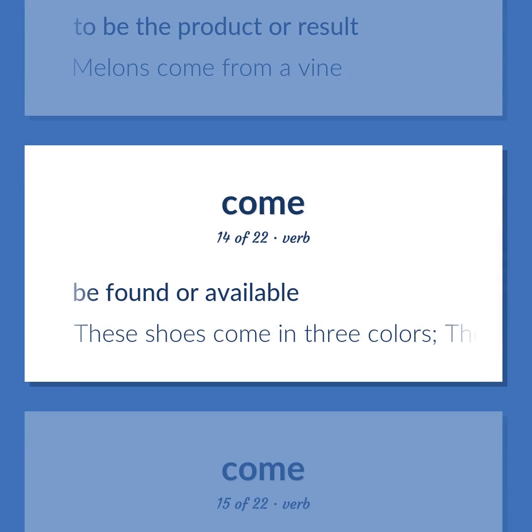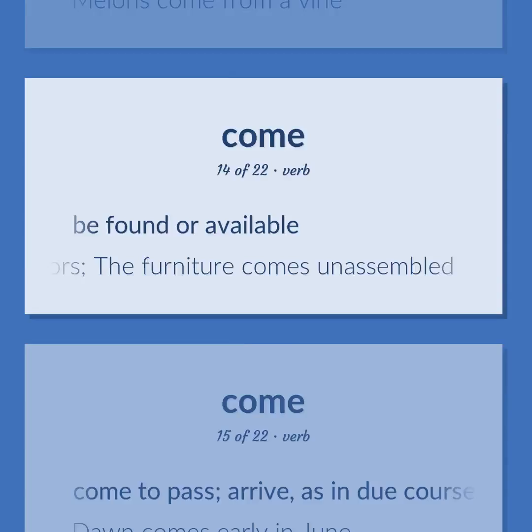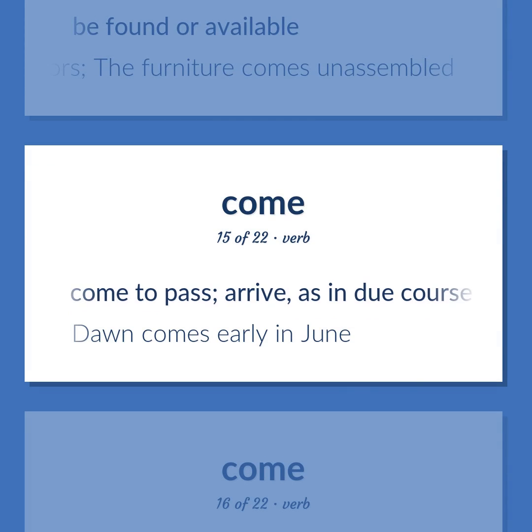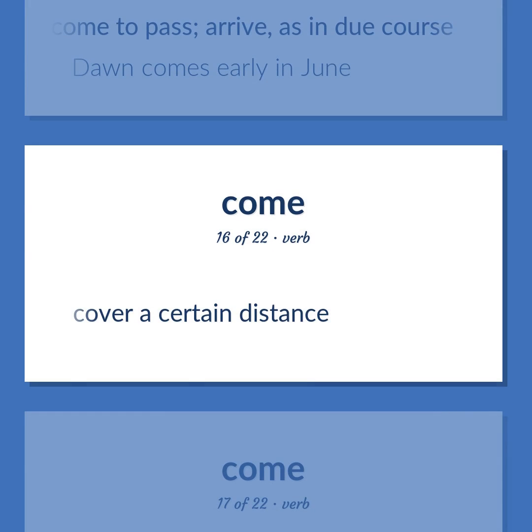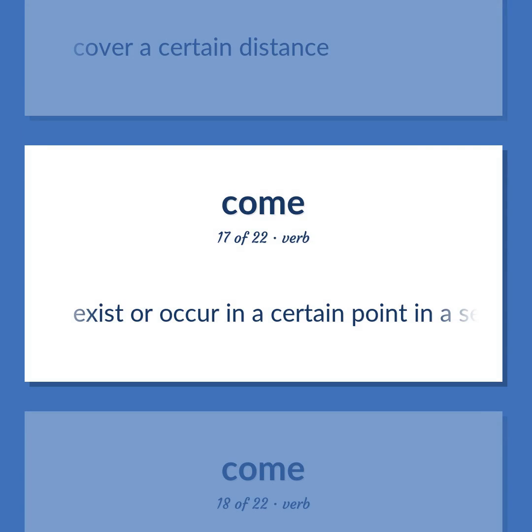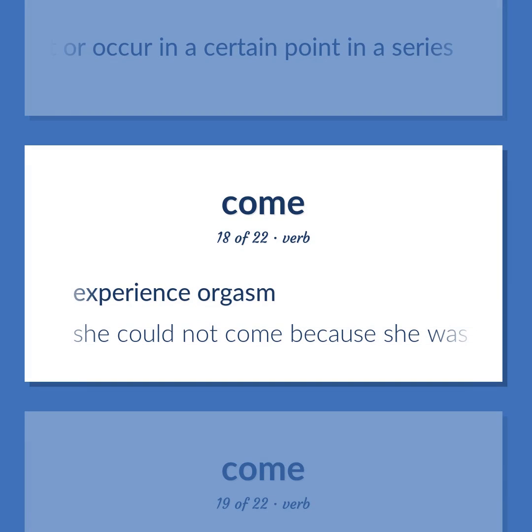Be found or available. These shoes come in 3 colors. The furniture comes unassembled. Come to pass. Arrive, as in due course. Dawn comes early in June. Cover a certain distance. Exist or occur in a certain point in a series. Experience orgasm. She could not come because she was too upset.